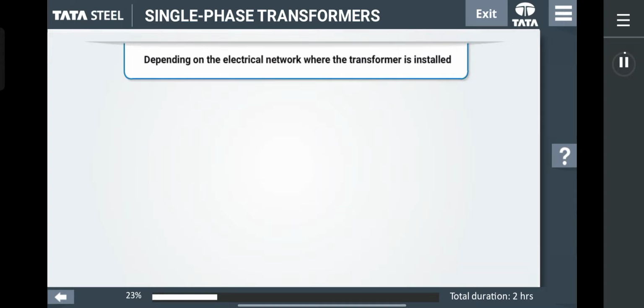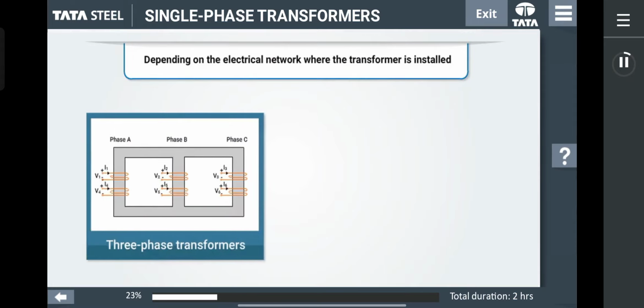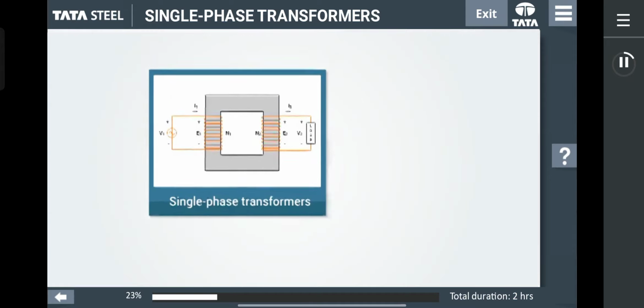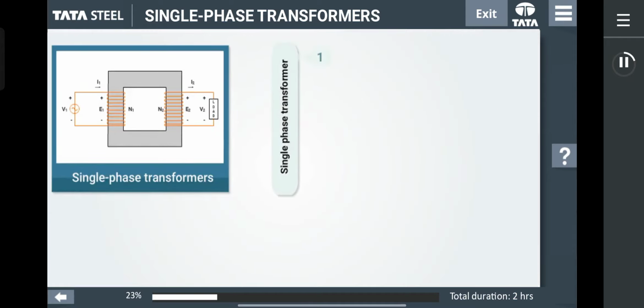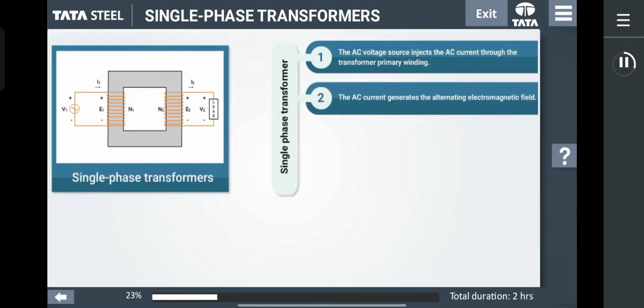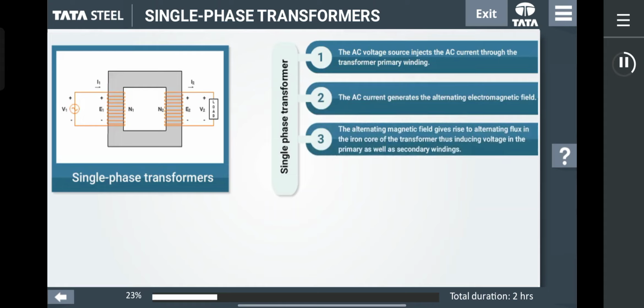Depending on the electrical network where the transformer is installed, there are two transformer types: three-phase transformers and single-phase transformers. Let us learn about single-phase transformer. The AC voltage source injects the AC current through the transformer primary winding. The AC current generates the alternating electromagnetic field. The alternating magnetic field gives rise to alternating flux in the iron core of the transformer, thus inducing voltage in the primary as well as secondary windings.